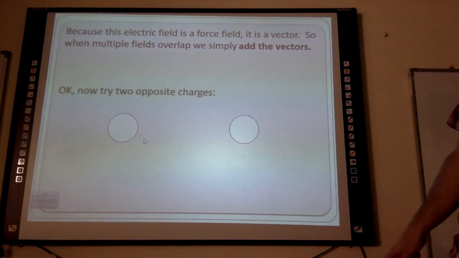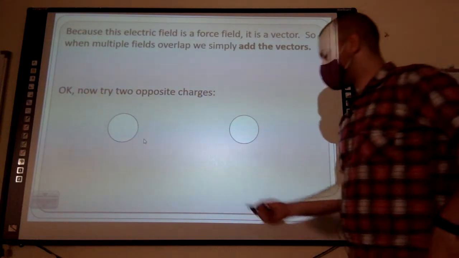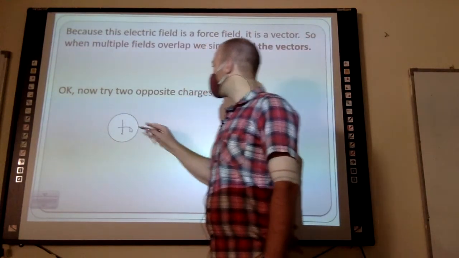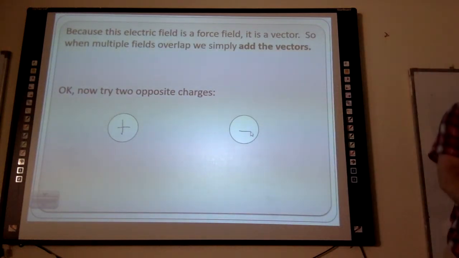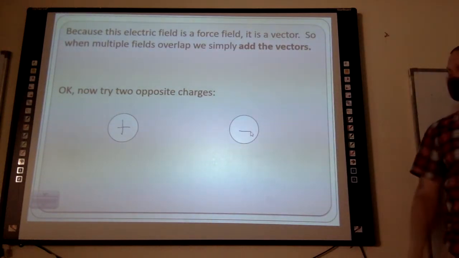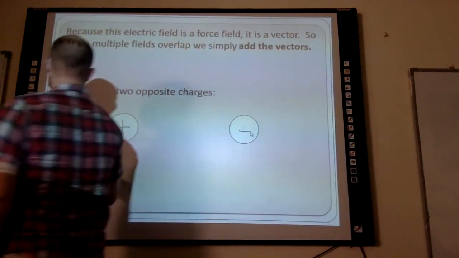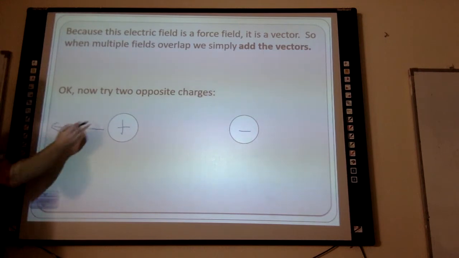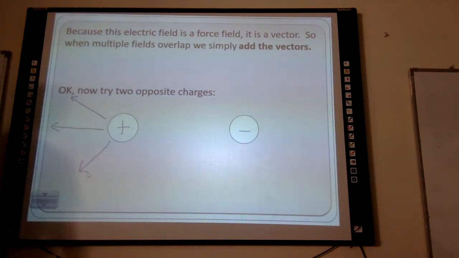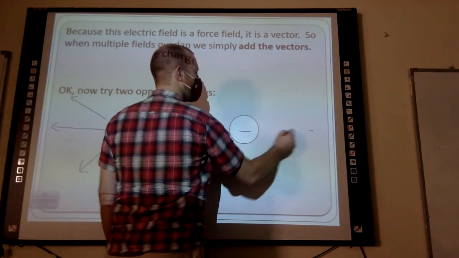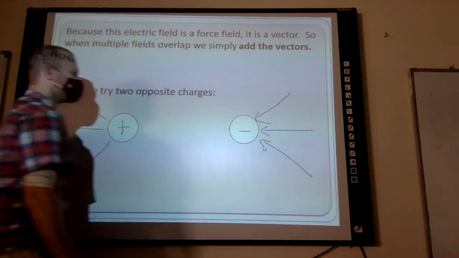Now let's try opposite charges. So let's say that this one is positive, this one is negative. And let's see what this looks like. So positive charges, that's going to have a repulsion. So it's going to have electric fields that point like this. Negative going to attract a positive. So it'll look like this.